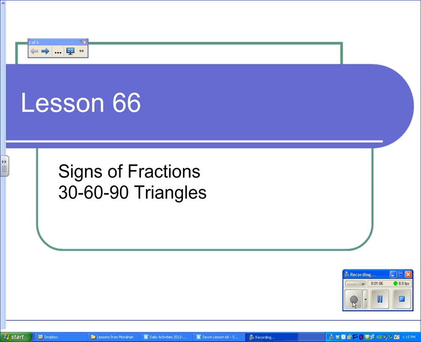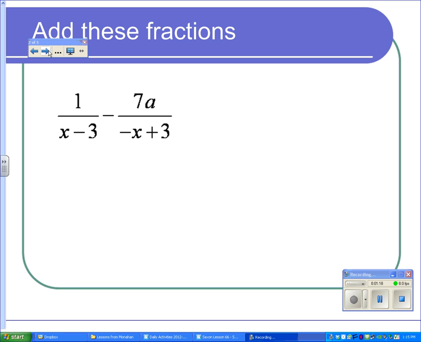All right, we're looking at signs of fractions, and then we're going to look at 30, 60, 90 triangles. We want to add these two fractions.